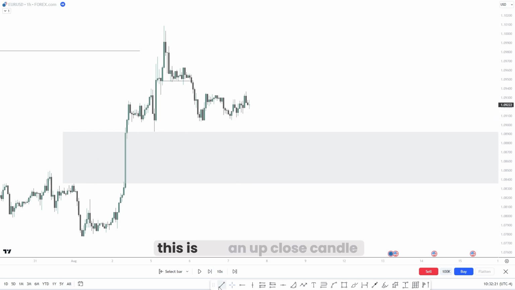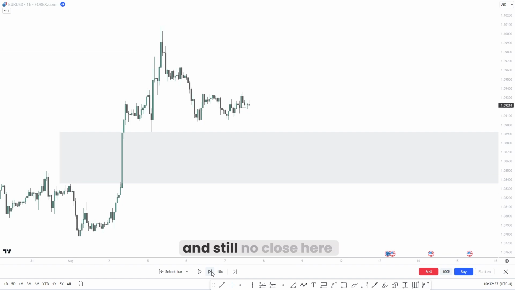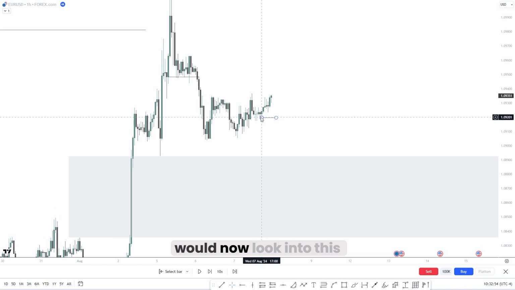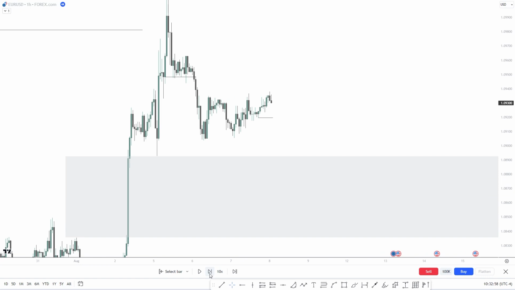Now this is like an up-close candle. I would love the market to close below this candle. So if the market closes below this, that's when I would actually enter into a short position. So let's play this out, and still no close here. Now that the market actually created a new low, I would now look into this low and I would want a close below this low here.